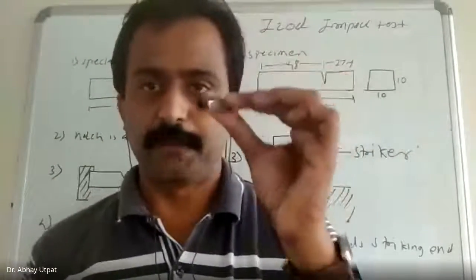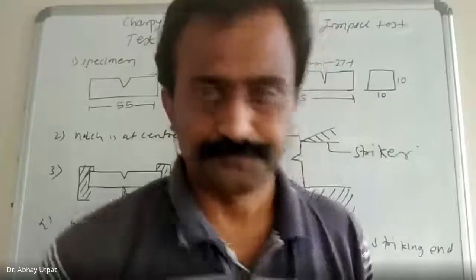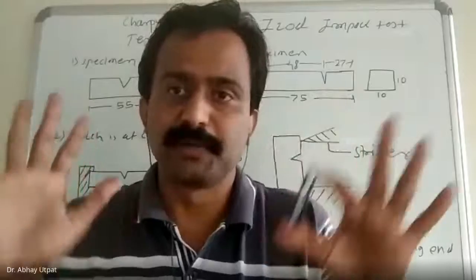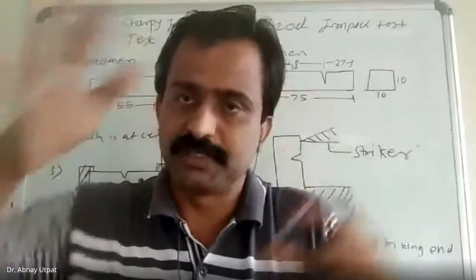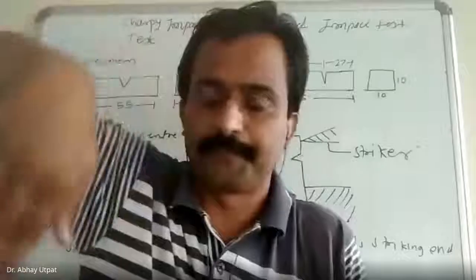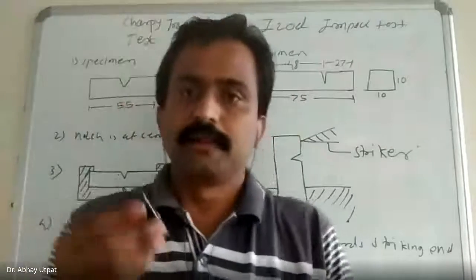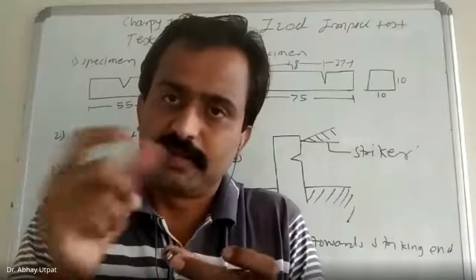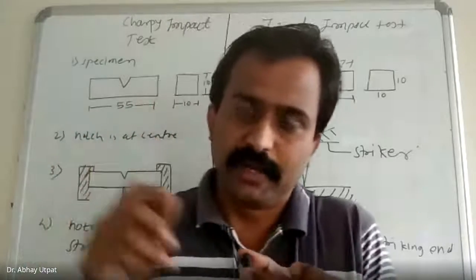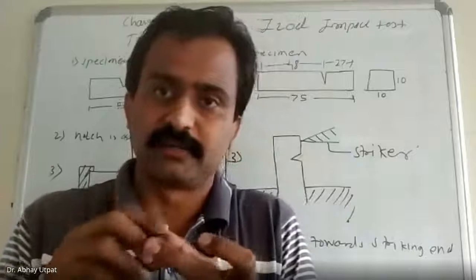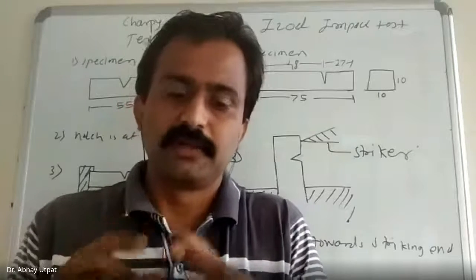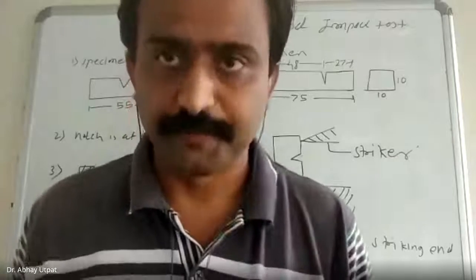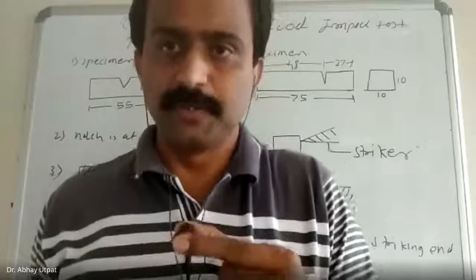I will take this cap of the pen. This is your specimen. Now imagination is required. The machine is not in front of you. You have to imagine, it is a type of pendulum. Now in the Charpy test, specimen is 55 mm length, 10 by 10 square cross section, and notch is at the center. How is it kept? It is kept horizontally in this way. Now you have to observe from the top side. Horizontal means you have to observe from the top side.